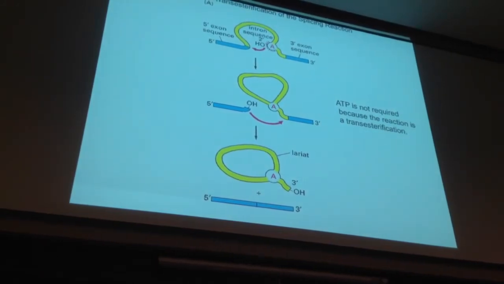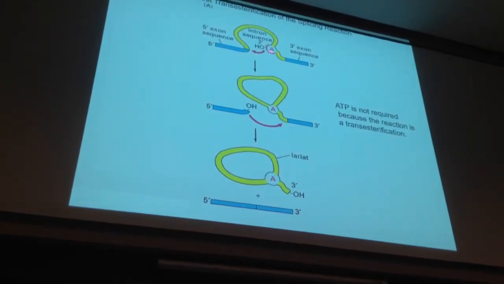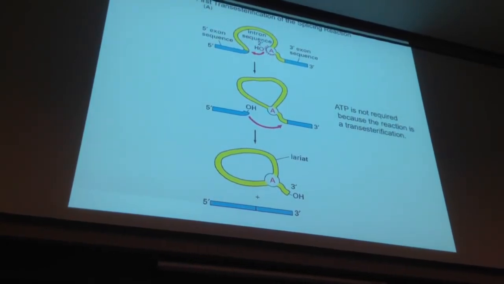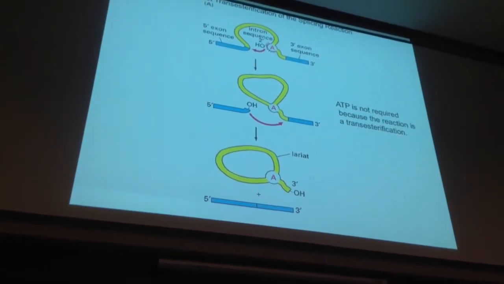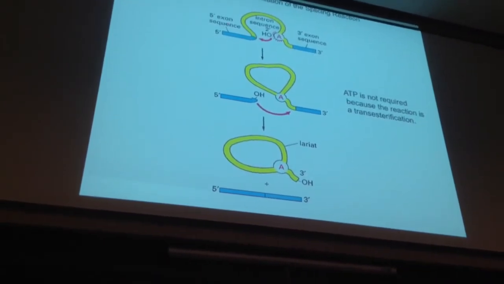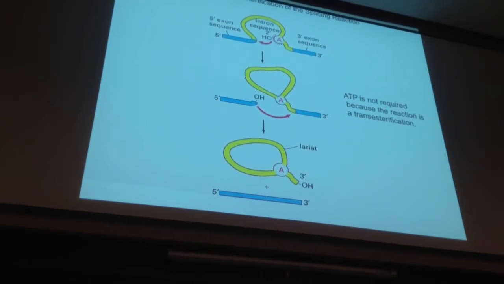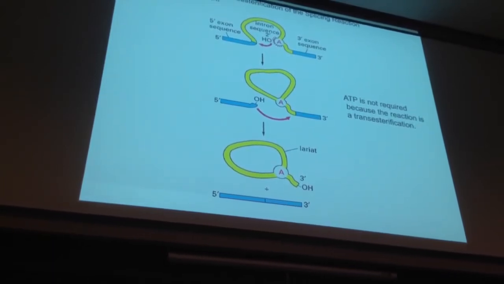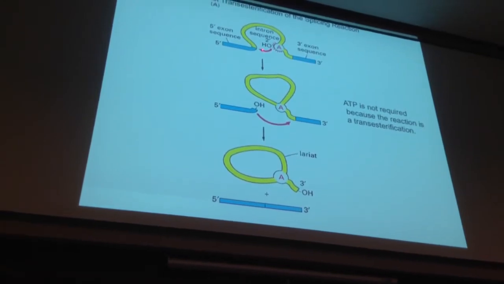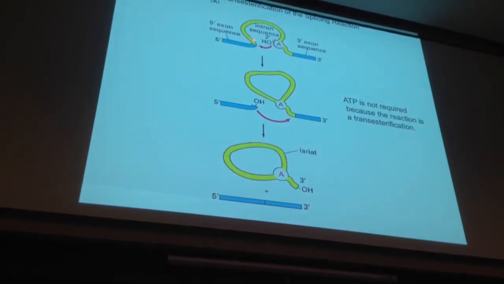Now, the other thing that I wanted to tell you, I thought I had a slide, and I'll explain it to you here, is that you notice in this reaction there's no ATP. It's energy independent. There's no ATP required. The reason is that this reaction is what we call a transesterification. Esterification is the formation of an ester, a phosphoester. A transesterification means going from one ester to another ester. So essentially, when this biochemistry occurs, the reaction occurs, the cleavage of this phosphoester bond between the intron and the exon.